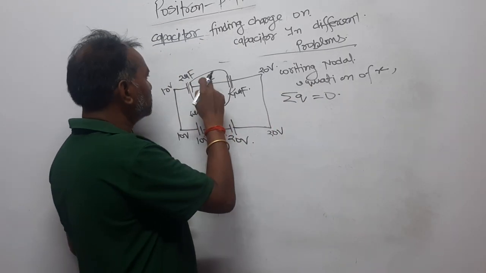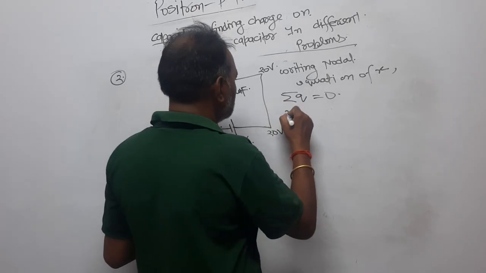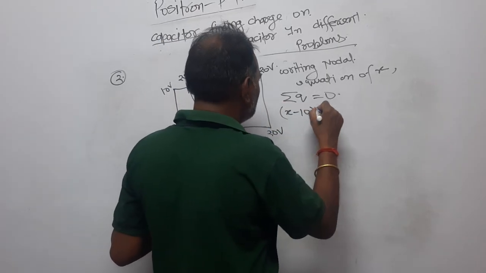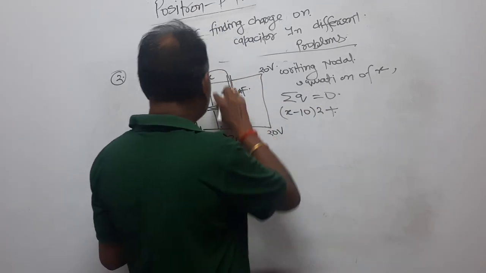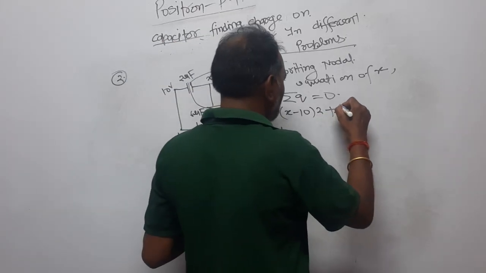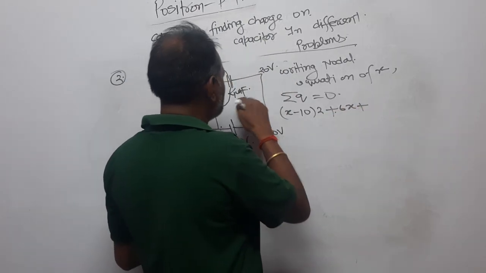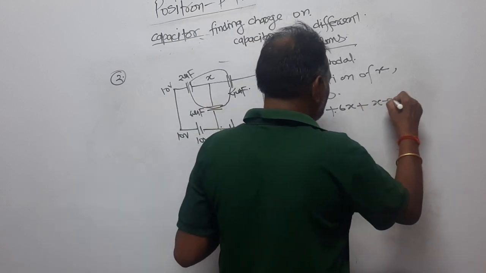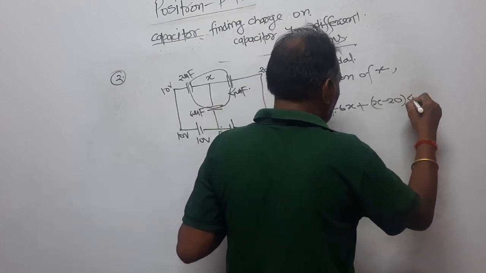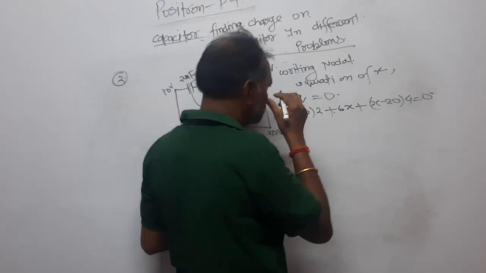For this, it is (x minus 10) into 2, plus for that (x minus 0) into 6, that is 6x, and for that (x minus 20) into 4, and that is equal to 0.